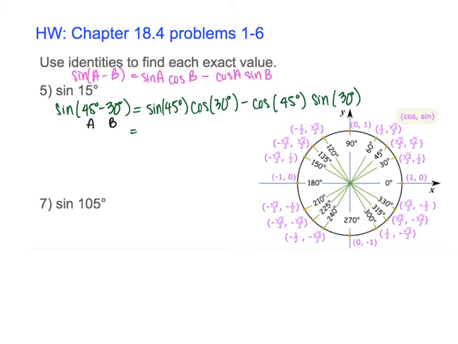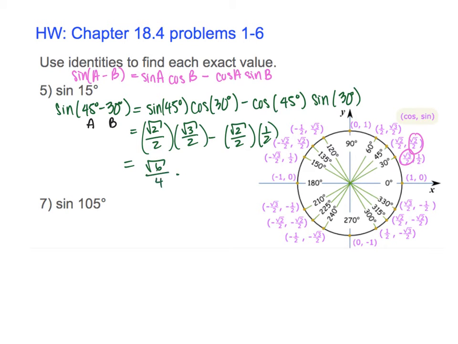And so from here, if I were to figure out where they lay on the unit circle, well, it looks like sine of 45 is right here, which is the square root of 2 over 2, times cosine of 30, which is right here, which is the square root of 3 over 2. And then cosine of 45 is the square root of 2 over 2. And then sine of 30 is 1/2. And if you multiply this all out, this is the square root of 6 over 4 minus the square root of 2 over 4, which gives me square root of 6 minus square root of 2 over 4. And that would be my final answer.